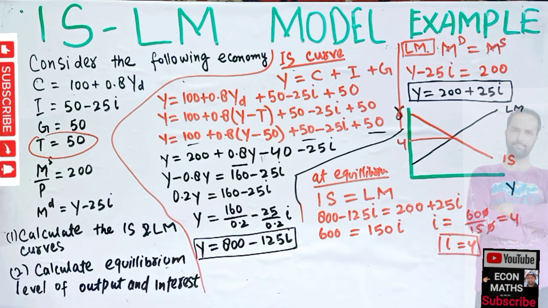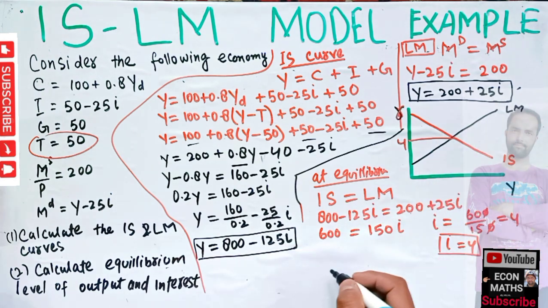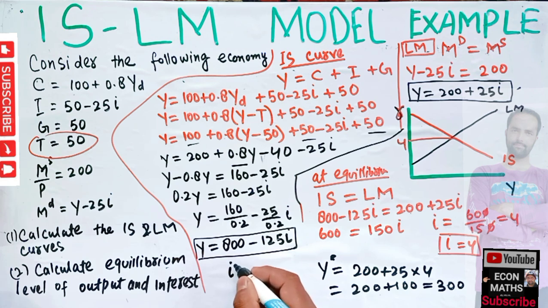Now what is the equilibrium level of income? Just plug I equal to 4 into either the IS or LM curve. So let's put it in the LM curve. That means our Y, let us denote it as Y star, is equal to 200 plus 25 times the value of I, which is 4. So this becomes 200 plus 100, which comes out to be 300. So the equilibrium rate of interest is 4 and the equilibrium level of income is 300.